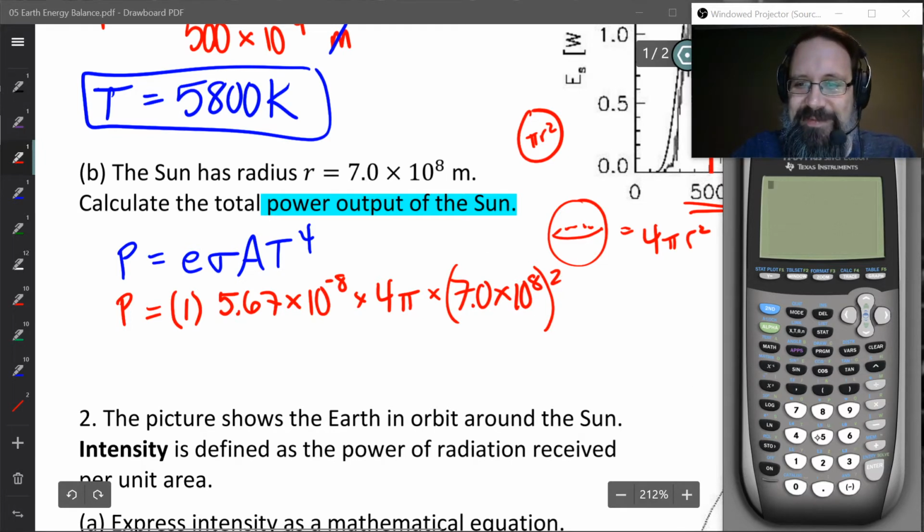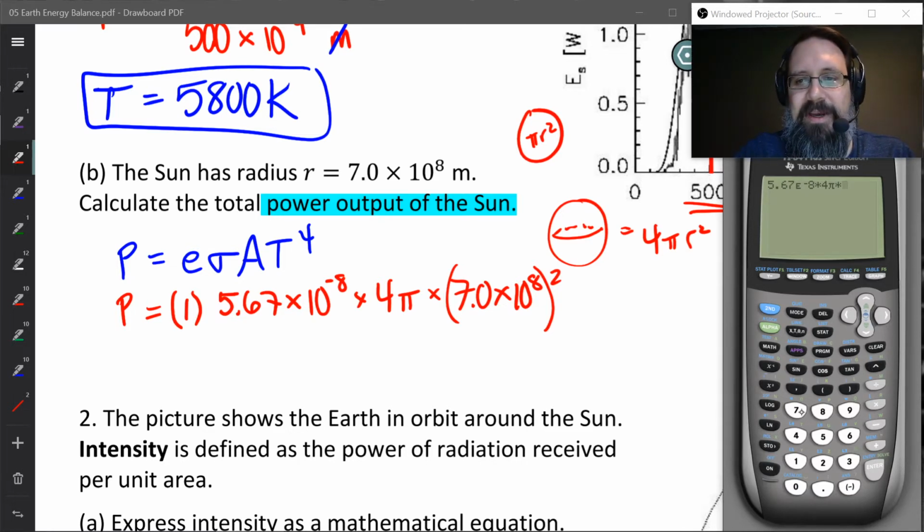All right, so here you go. 5.67 times 10 to the negative 8th power times 4 pi. Don't forget to use the pi button on the calculator, so you get that more precise value of pi, times 7 times 10 to the 8th power. And then I just need to square that number. The benefit of putting the number in the calculator with this exponential notation, e, is that when you put the squared there, it doesn't just apply to the 8, it applies to 7 times 10 to the 8th. So there's the wrong answer.